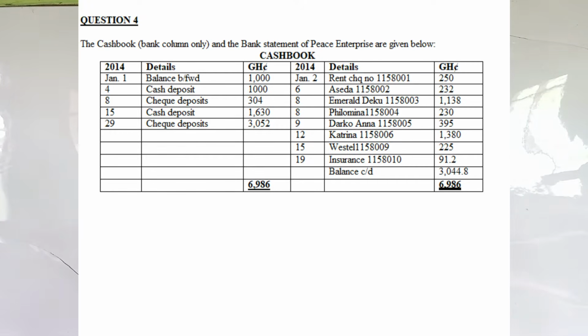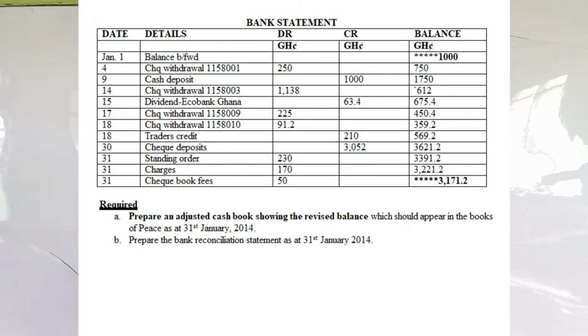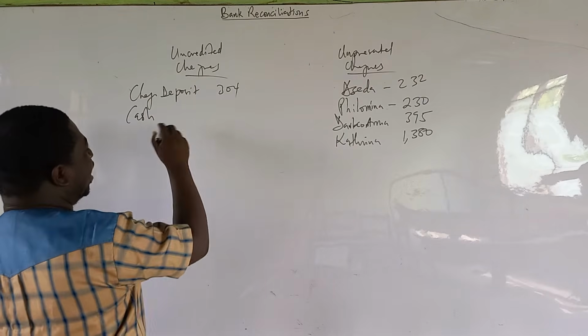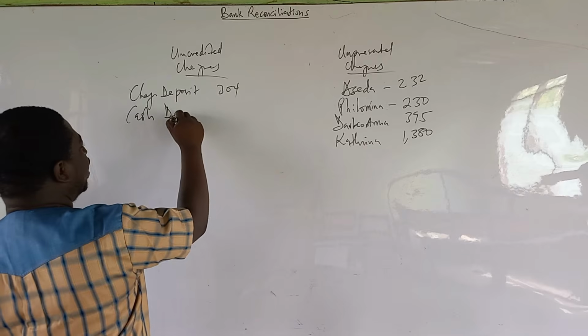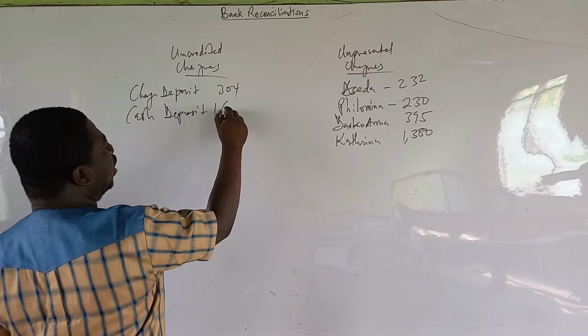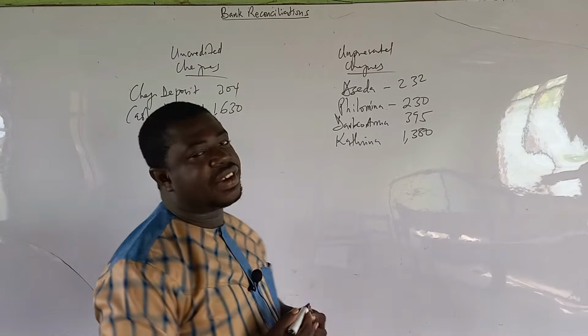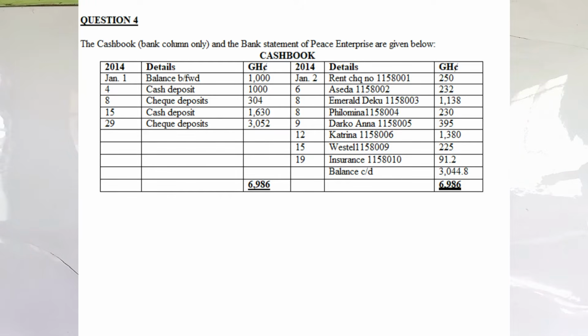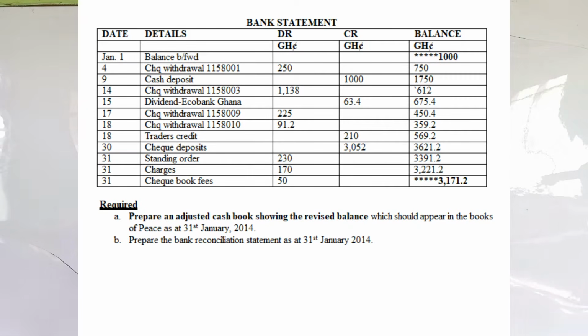There is another cash deposit of 1,630, which is on the debit of the cash book but cannot be found on the credit of the bank statement. So the cash deposit was not credited. It is just like an uncredited check, even though it's uncredited cash, but it's the same thing in terms of the effect. So the cash deposit of 1,630 will also serve as uncredited. It is not there. Then the last one is a check deposit of 3,052. Yes, it can be found on the credit side of the bank statement.